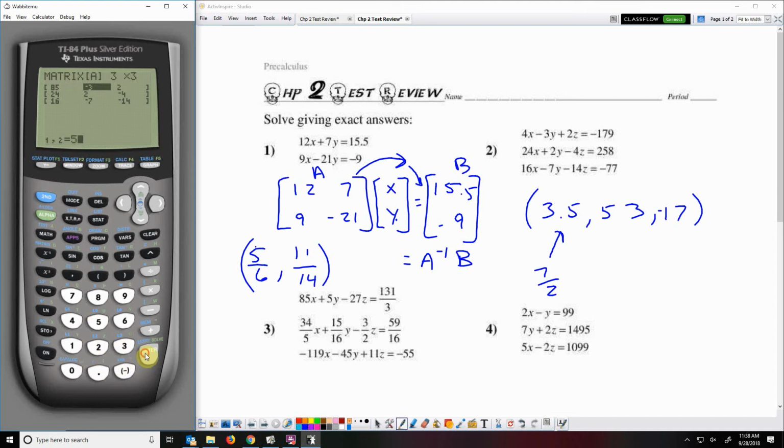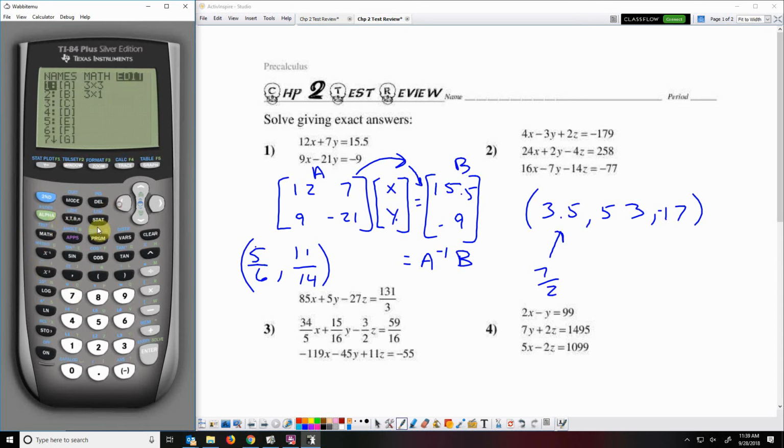85, 5, negative 27. 34 over 5. 15 over 16. And negative 3/2. And then the bottom row, negative 119, negative 45, and 11.